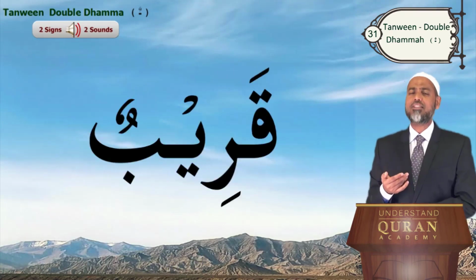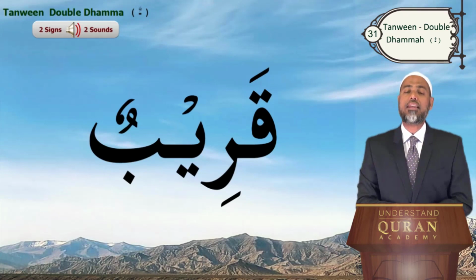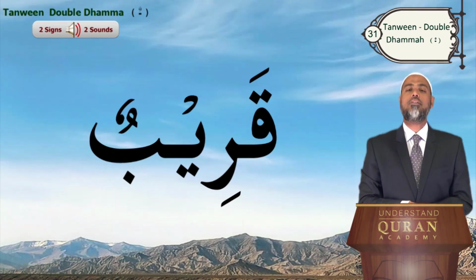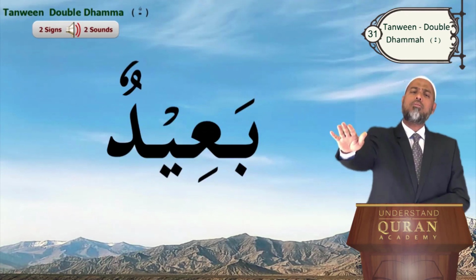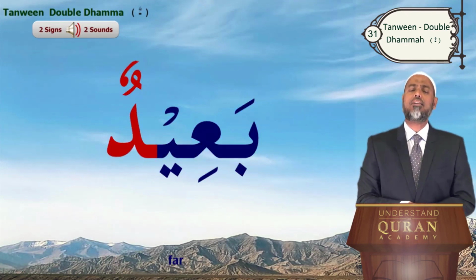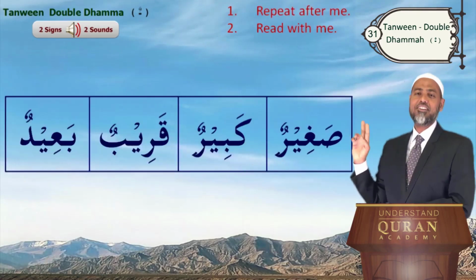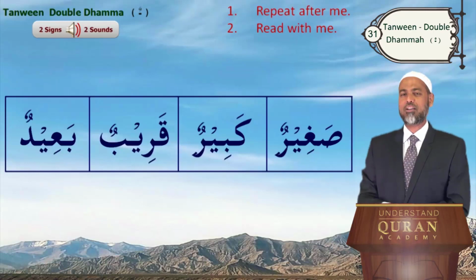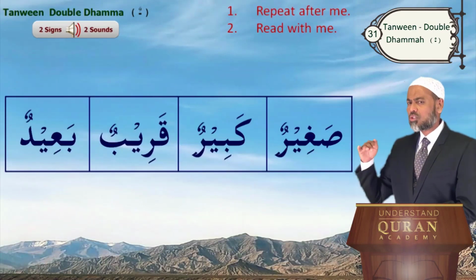Qareebun. Very close, near. Qa is high sounding. Qareebun. Ba'idun. Far away. Far. So we have opposites here. Something to remember and enjoy and learn Arabic with meanings.